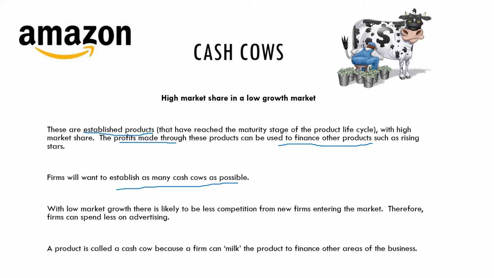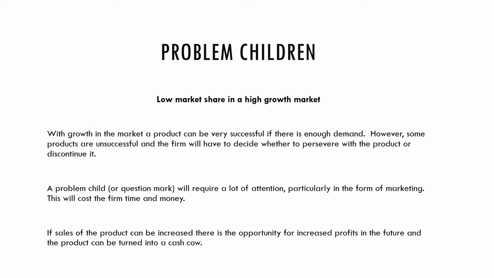A good example here might be Amazon. They've established themselves as a key place to sell products and are making a large amount of profit. Okay, next let's go for problem children. Low market share in a high growth market. Again, pause the video, have a read through, take down some notes.